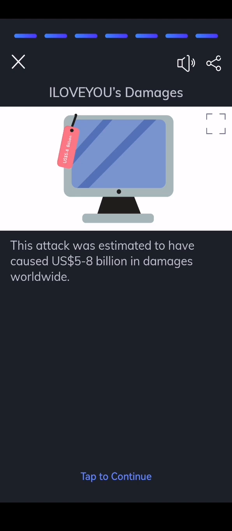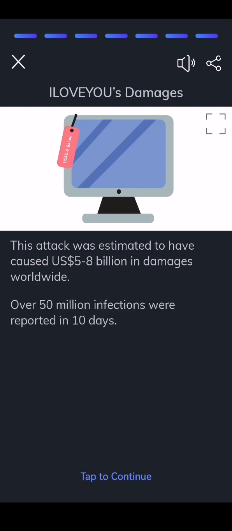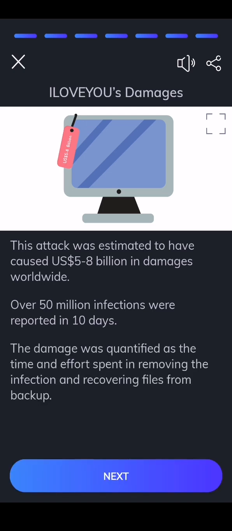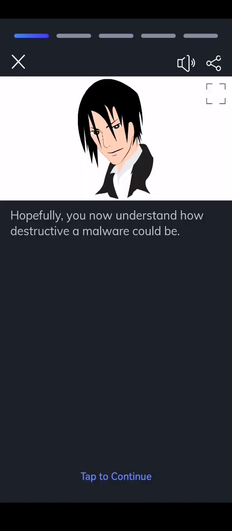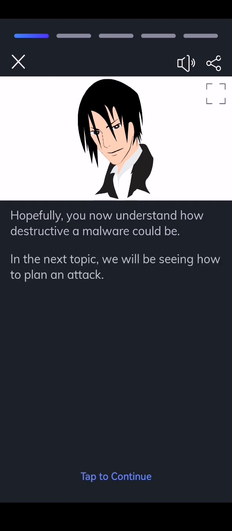This attack was estimated to have caused $5.8 billion in damages worldwide. Over 50 million infections were reported in 10 days. The damage was quantified as the time and effort spent in removing the infection and recovering files from backup. Hopefully, you now understand how destructive a malware could be. In the next topic, we will be seeing how to plan an attack.